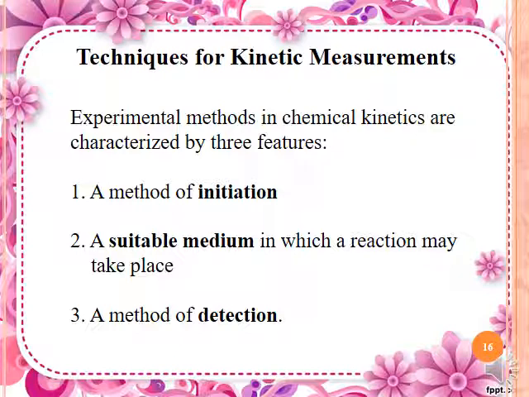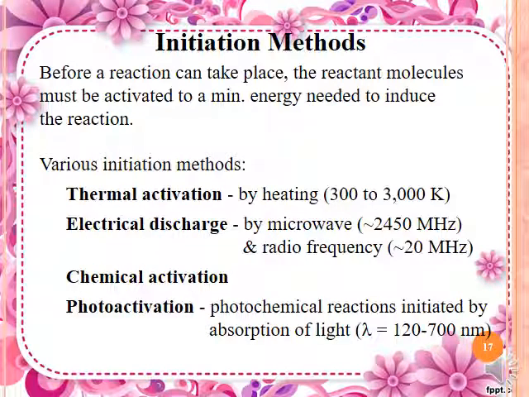So what are the techniques used to study or to measure kinetics? The experimental methods in chemical kinetics are characterized by these three features. The first one is the method of initiation, followed by a suitable medium in which a reaction may take place. And the third one is the method of detection. So we look first at initiation methods.